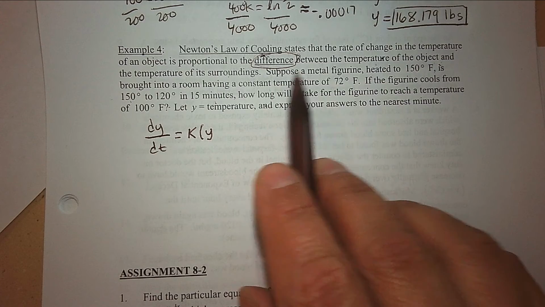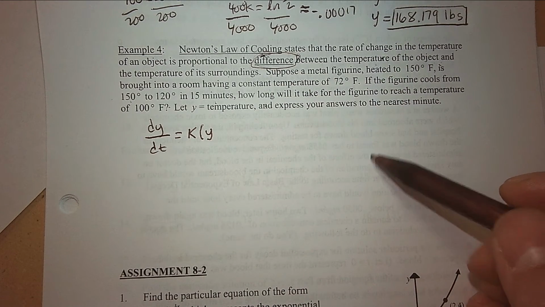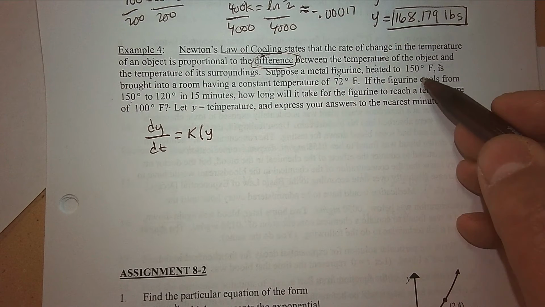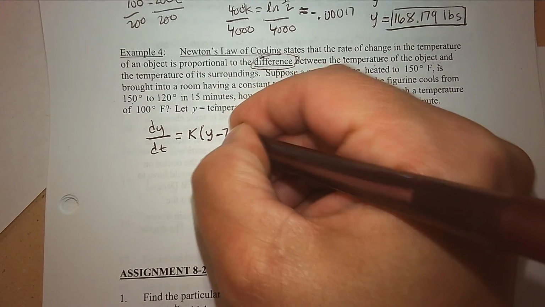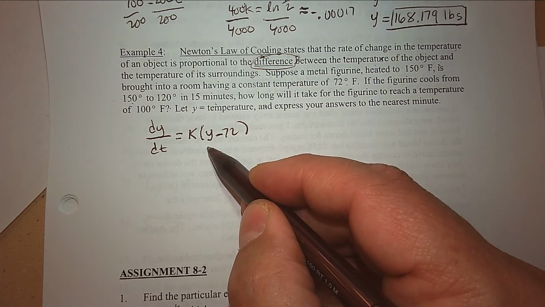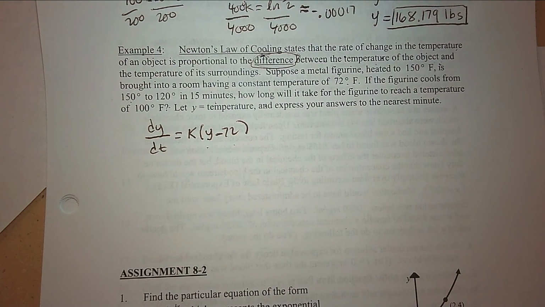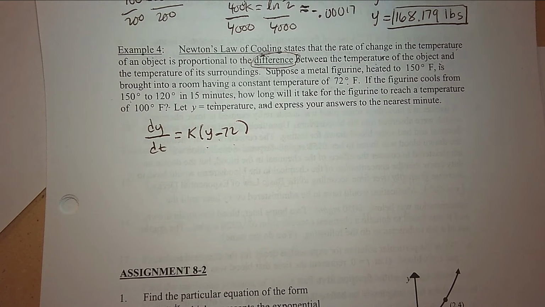So when I read the question carefully, what's the surrounding temperature in the room? Right here. No, 150 is what the actual object is. What's the surrounding temperature in the room it gets brought into? So it's the difference between the temperature of the object and whatever the surrounding temperature is. That's why it's y subtract 72. Subtract, difference. Guess what we're going to do? We're going to solve the diffie-q.